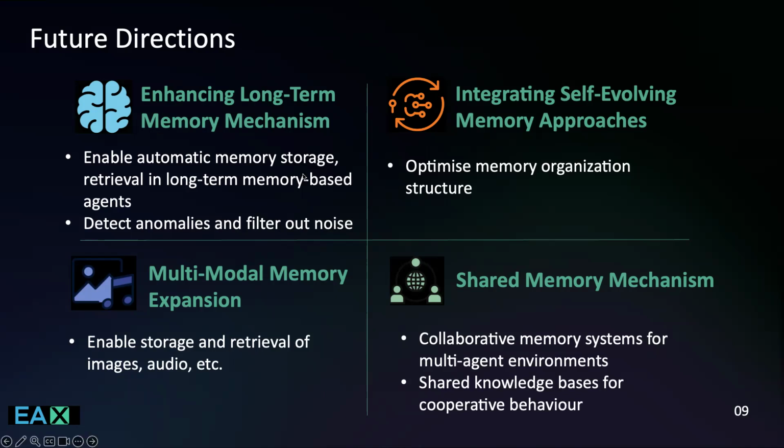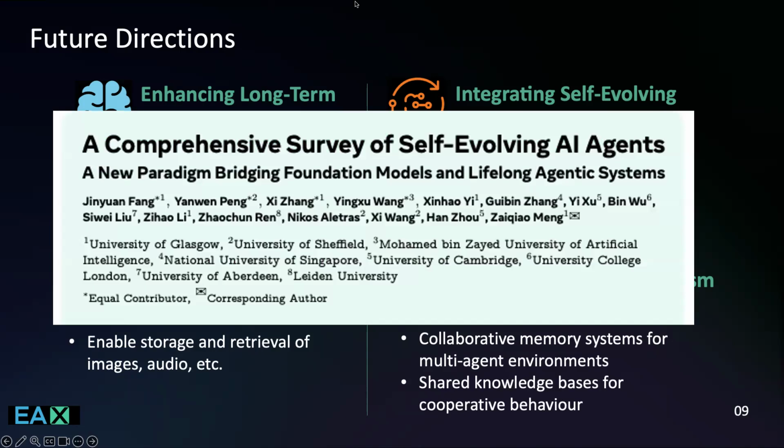And the second direction is that we want to integrate some self-evolving memory approaches. Just as mentioned by Sway, we have this survey paper, and in this paper we reviewed a lot of self-evolving techniques. There are some techniques that are relevant to memory, so we want to incorporate these memory-based self-evolving techniques in our framework as well.